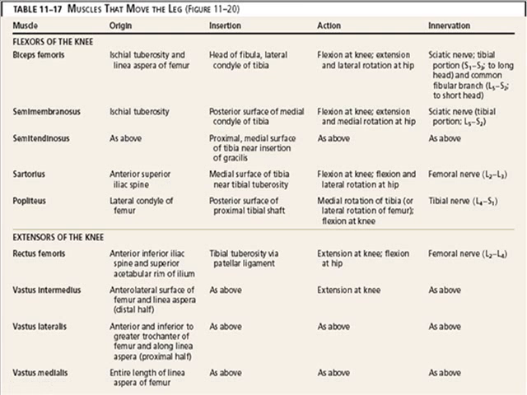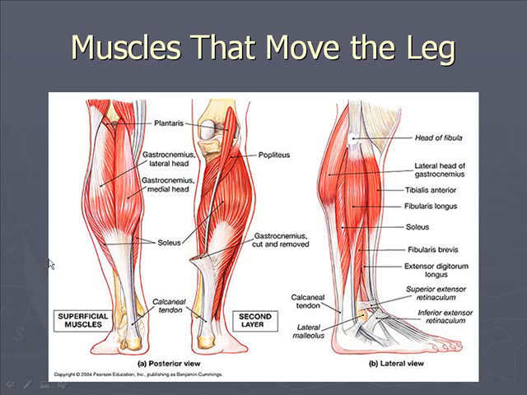Extensors of the knee are muscles such as the vastus medialis, vastus lateralis, and the rectus femoris muscle. And down at the very lower aspect of the extremity, also muscles you should be able to identify. And these muscles, again, you've got two functions down at the lower extremity.